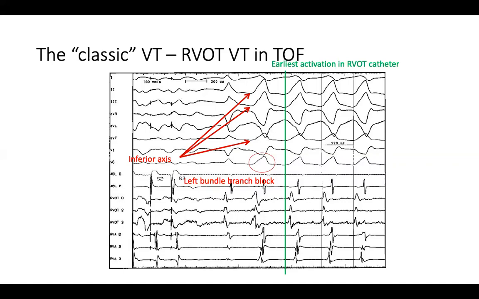And you see that the earliest activation is in the right ventricular outflow tract catheter. And in fact, it slightly precedes activation on the surface leads. This is suggestive of a right ventricular outflow tract VT. And this is the classic VT in tetralogy of Fallot and the one that we have the most data to go on.